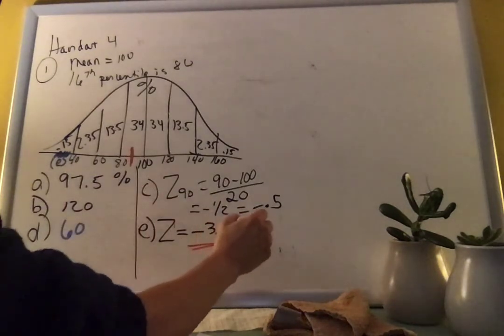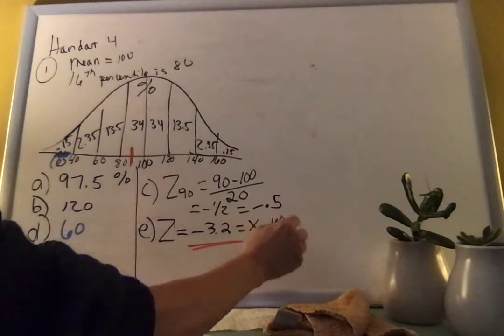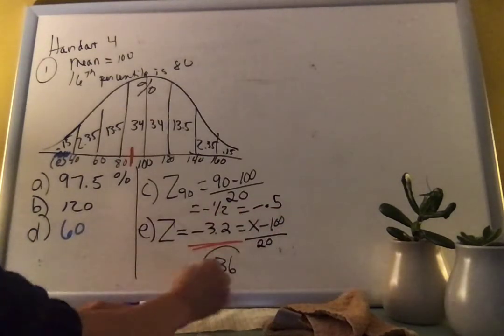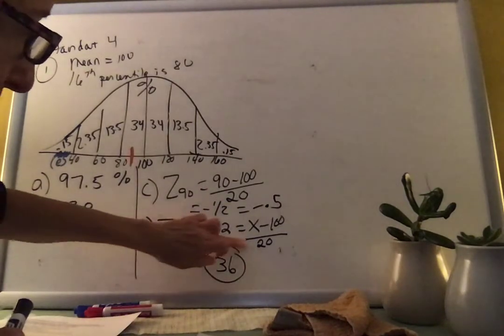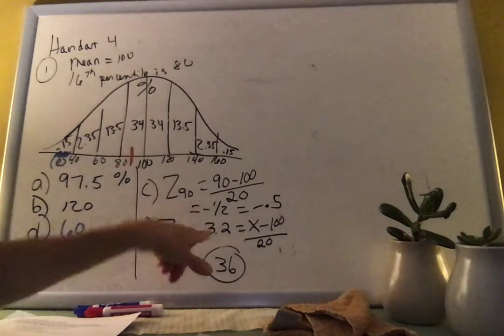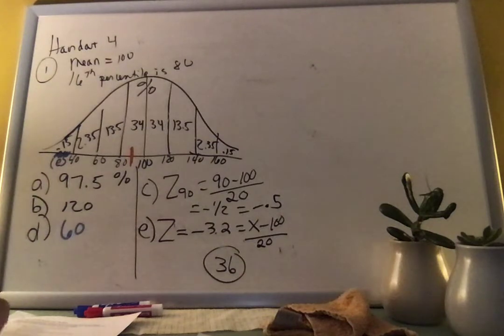Z equals, I don't know what the observation is. I know the mean, and I know the standard deviation. Once you solve for x, you have to use your algebra. This is not a fraction sign. This was just me underlining negative 3.2. If you solve that, you will get 36, which makes sense. I knew I had to have an answer less than 40.